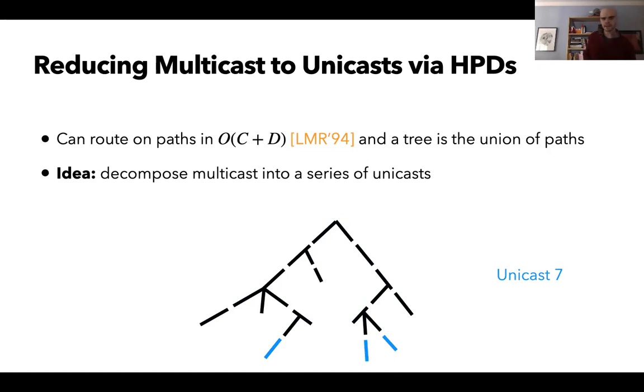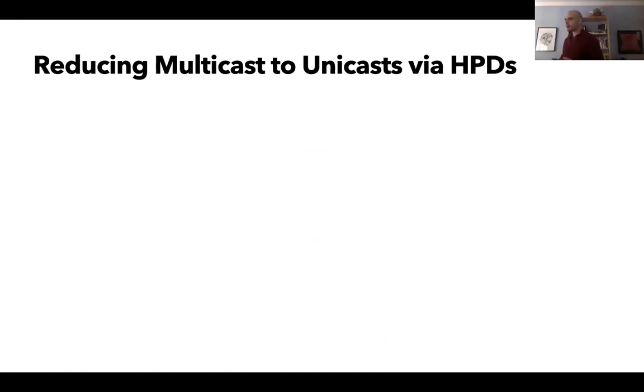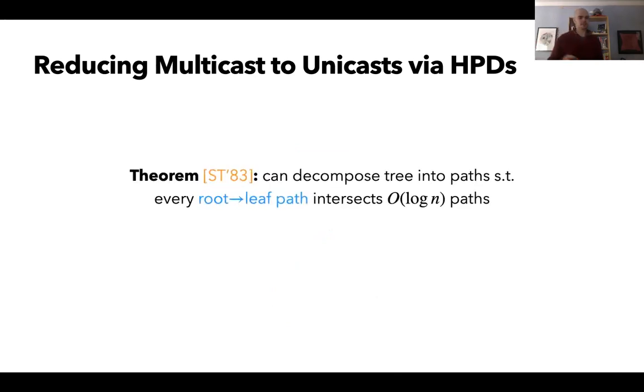Okay. So the next natural question is, if you're going to take each of your multicast trees and break it up into a bunch of unicasts, what's the right way to break your multicast up into a bunch of unicasts? And fortunately for us, there's this very elementary and well-known result of Sleator and Tarjan from way back when that shows that given any tree, you can partition the edges of that tree into a bunch of paths so that if you look at any root to leaf path, you'll intersect at most log n of the paths in your decomposition.